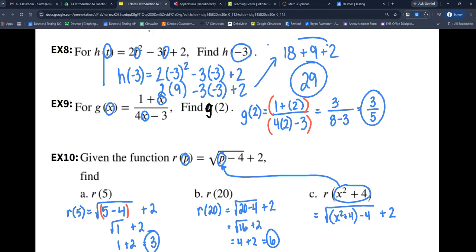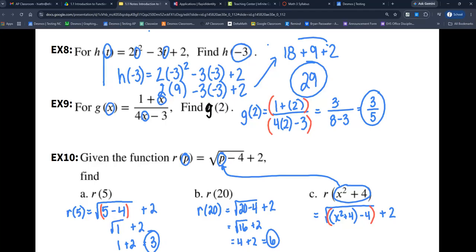Now, here, I can't get a number answer for this. My answer is not going to be 4 or 7 or 2. But I can simplify it. I can make it a little bit more simple. So we would be starting inside of the square root, and looking for anything we can combine there.